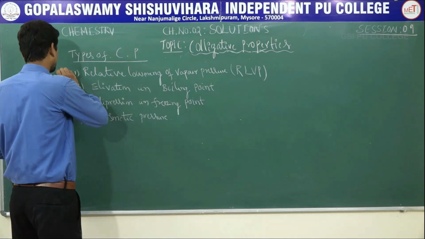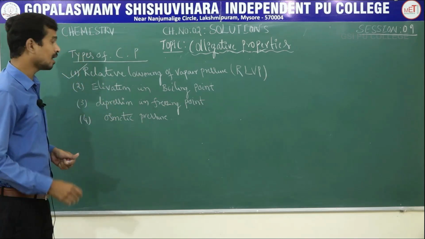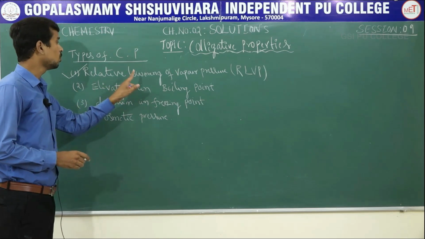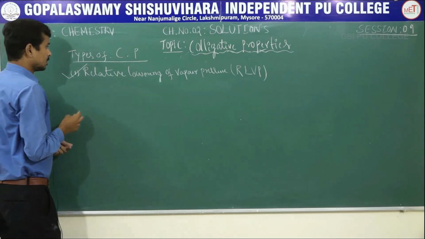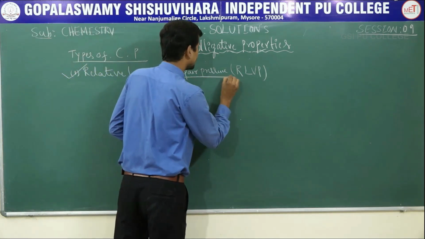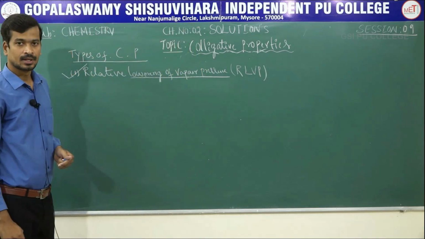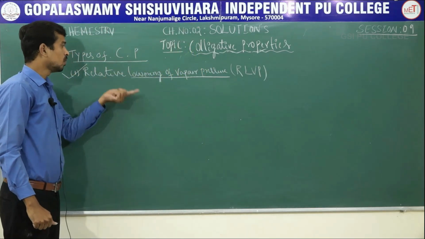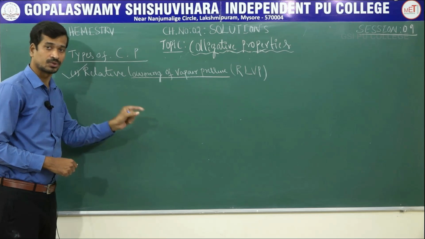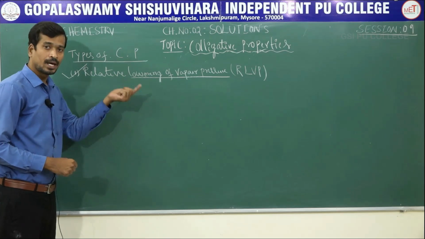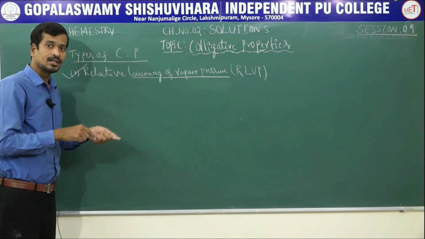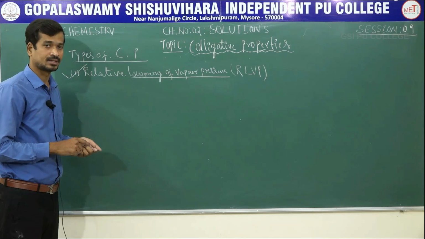Let us consider first what is meant by relative lowering of vapor pressure. Let us discuss one by one. Very first is relative lowering of vapor pressure. You already know that lowering of vapor pressure happens when you add what? Non-volatile solute. Clear? You already know that the vapor pressure of a solution containing a non-volatile solute is always less than the vapor pressure of the pure solvent.